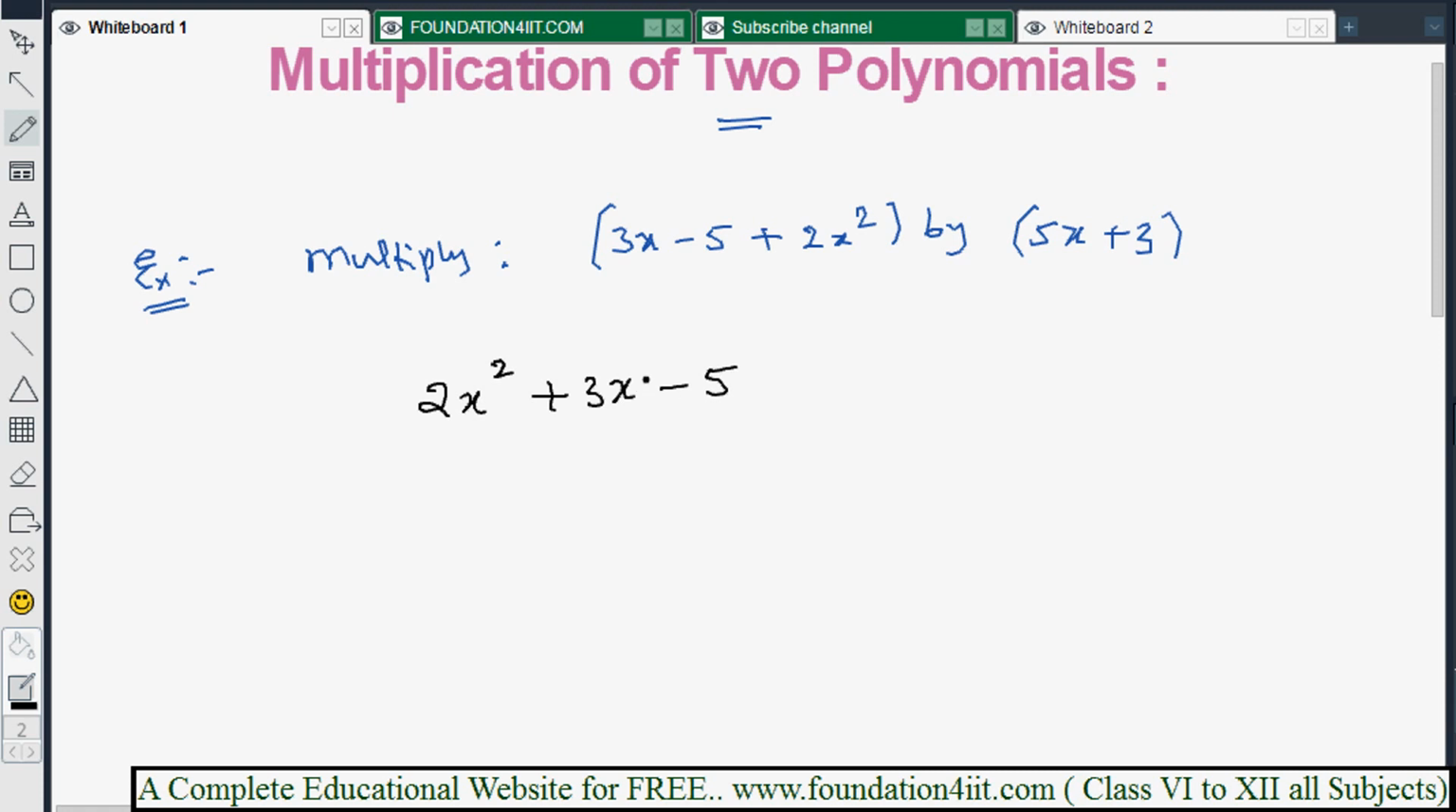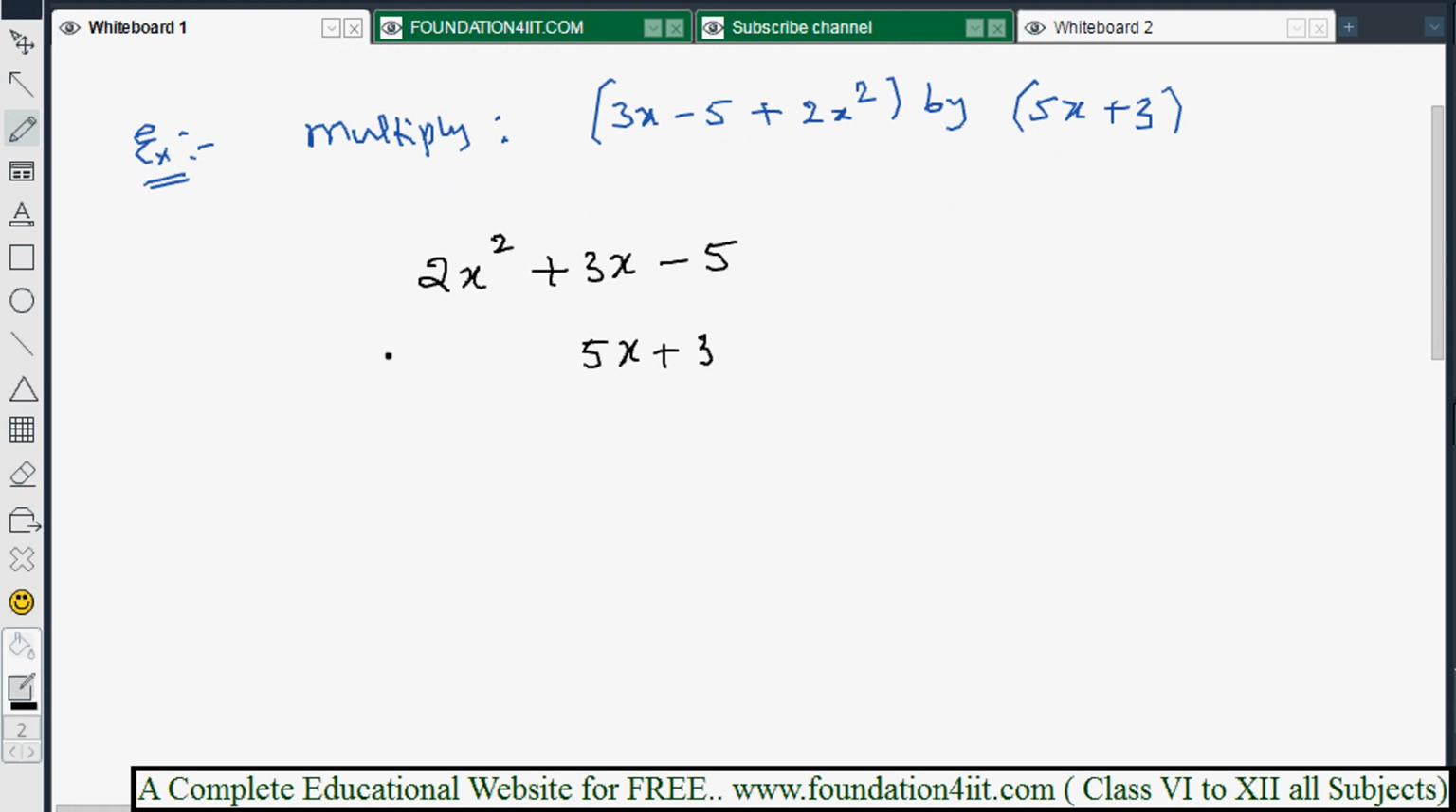So take this multiplicand, this is the multiplicand and this is the multiplier. So whenever you're multiplying two polynomials, one we can call multiplicand and the other multiplier. So take the multiplicand and write in descending order according to their power of x. x power 2, x power 1, x power 0. This I need to multiply by 5x plus 3. This also must be written in order. So 5x plus 3 it is. Okay. So I need to multiply this.